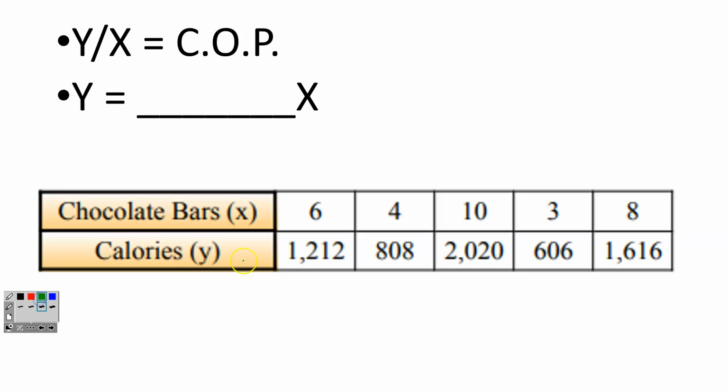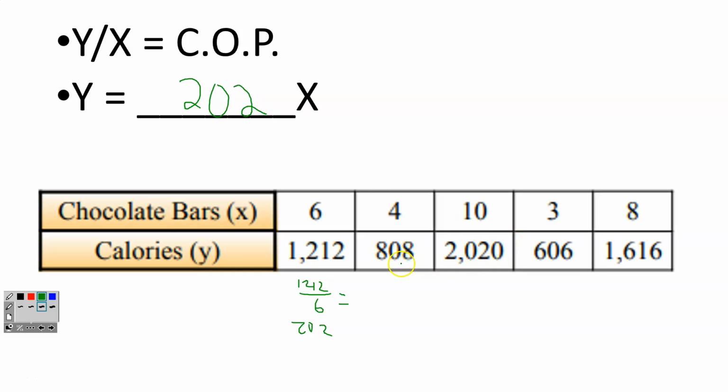This one, we got some bigger numbers now. So I'm going to do my y divided by my x. So I'm going to do 1,212 divided by my x, which is 6. And I get an answer when I type it in. I'm having a hard time with my calculator. 1212 divided by 6 is 202. So my COP for this is going to be 202.